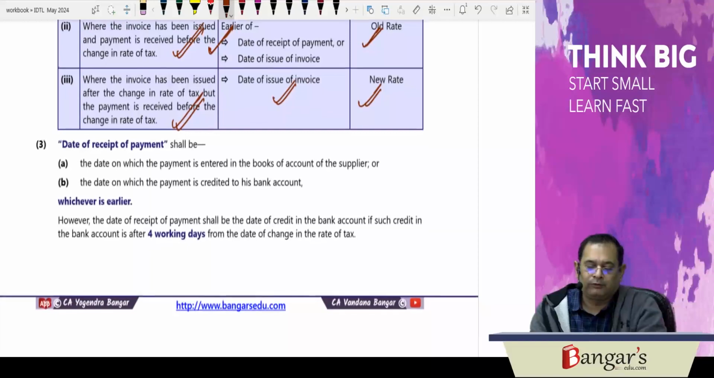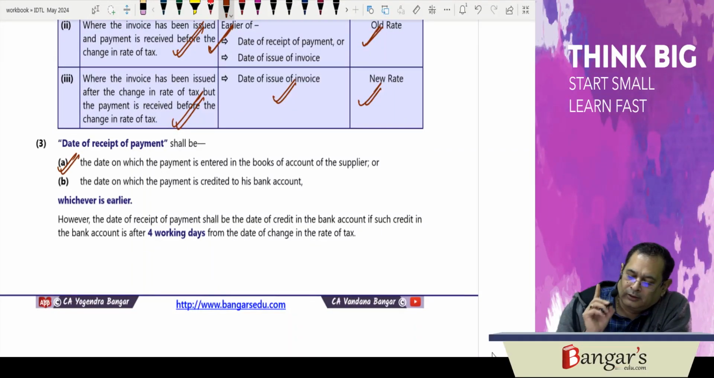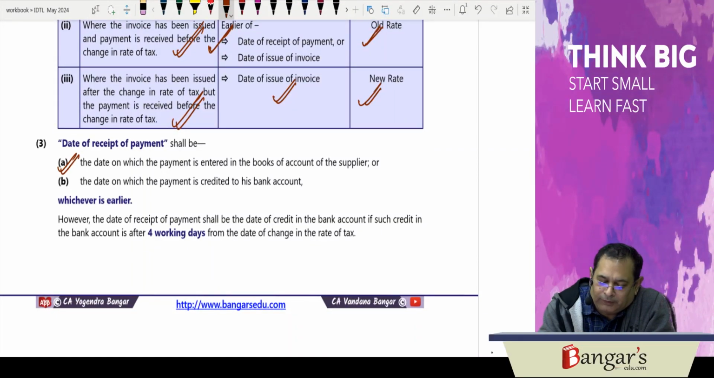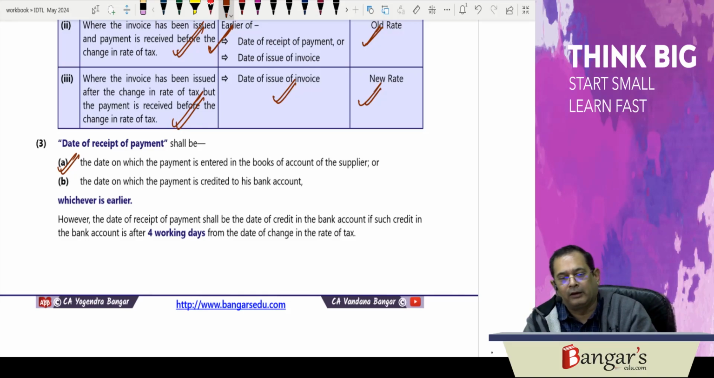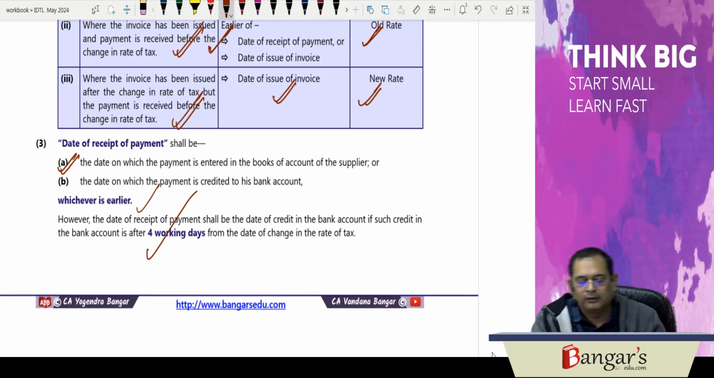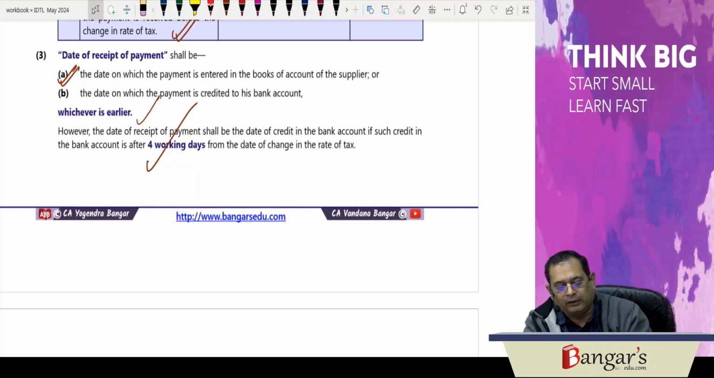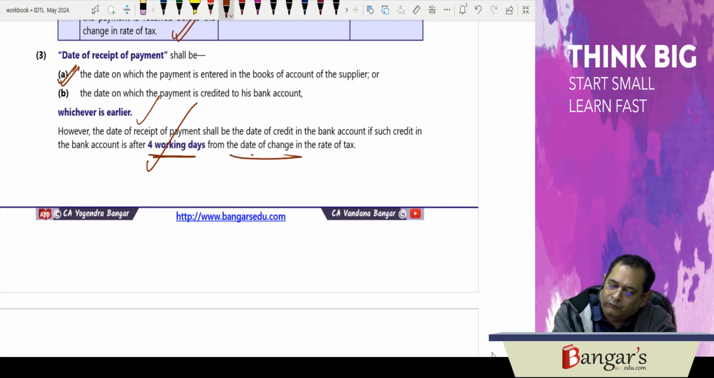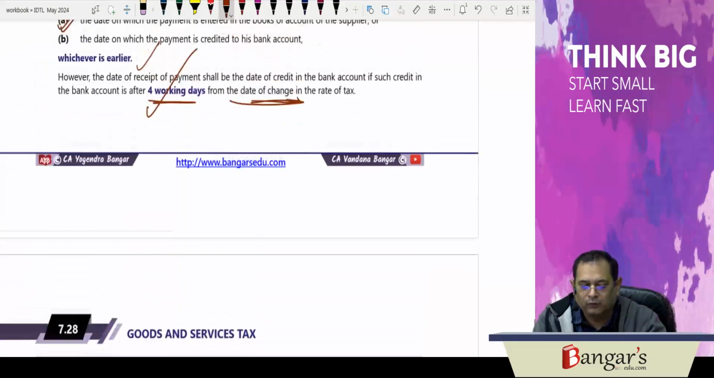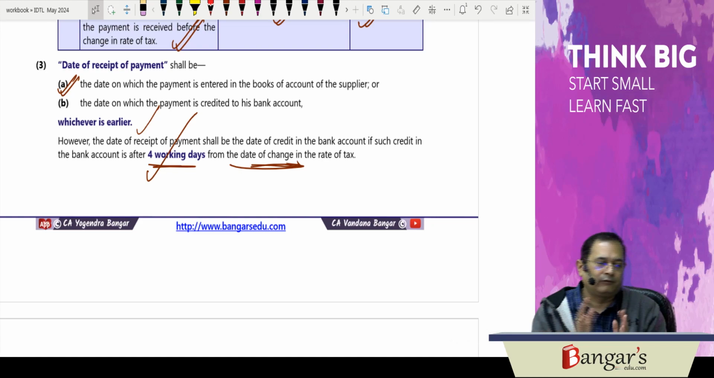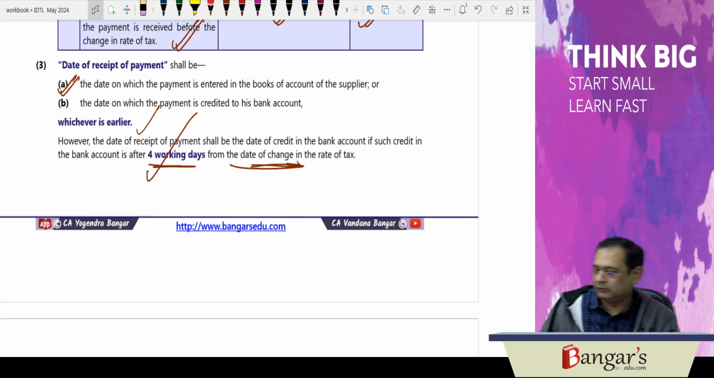What is the date of receipt of payment? The date of receipt of payment is the date when the payment is entered in the books of accounts of the supplier or the date when the payment has been credited in his bank account, whichever is earlier. However, the date of receipt of payment shall be the date of credit in the bank account if such credit is after 4 working days from the date of change in rate of tax. So the majority rule you have to see in this particular case.